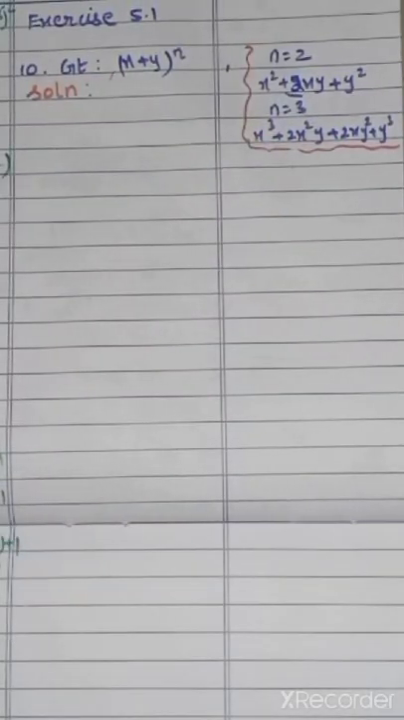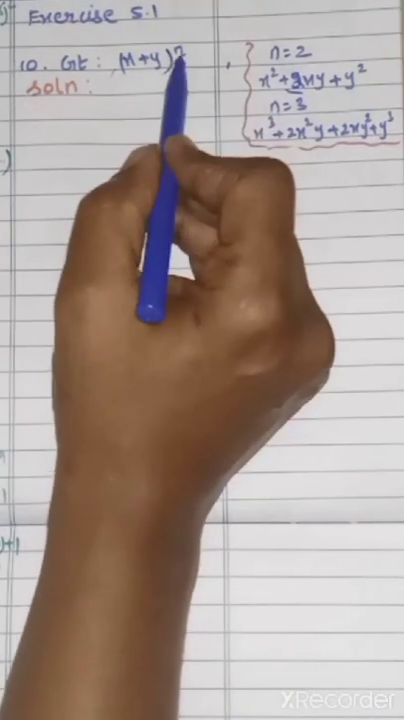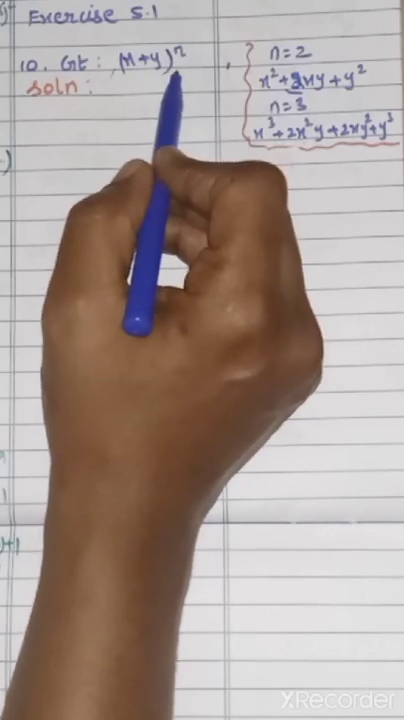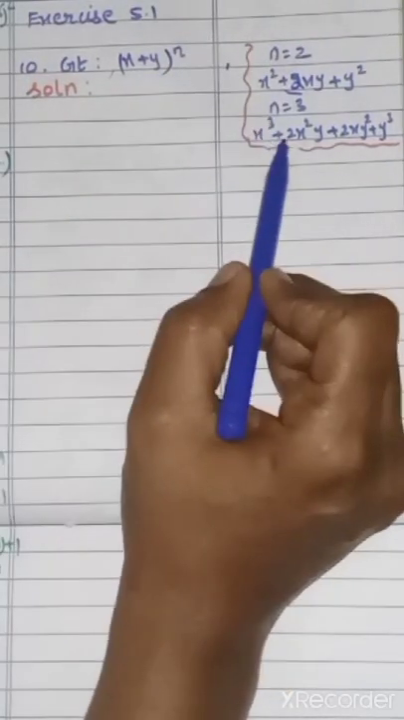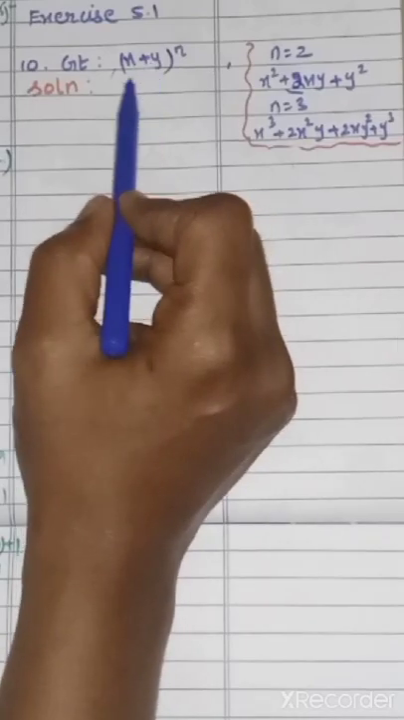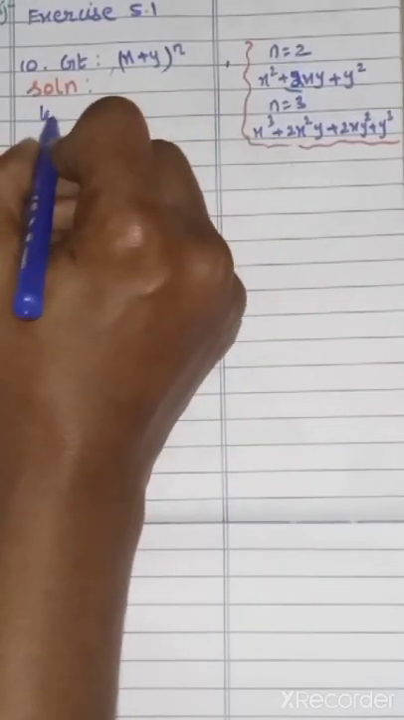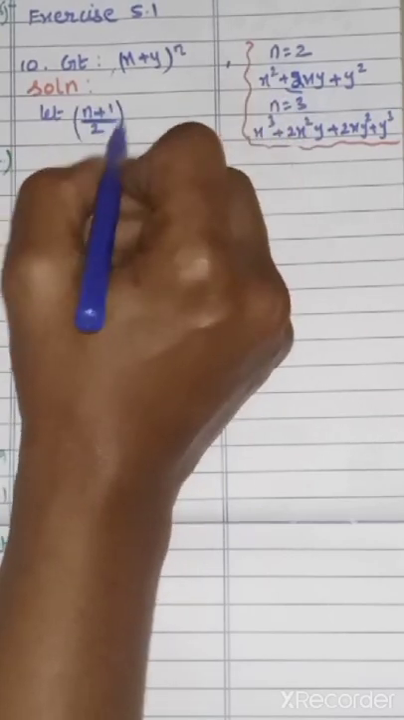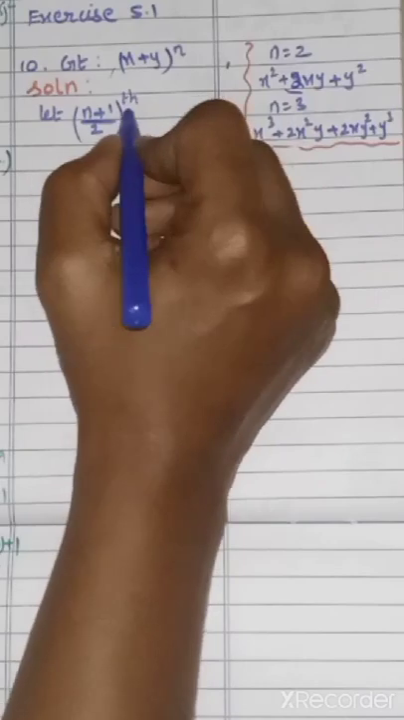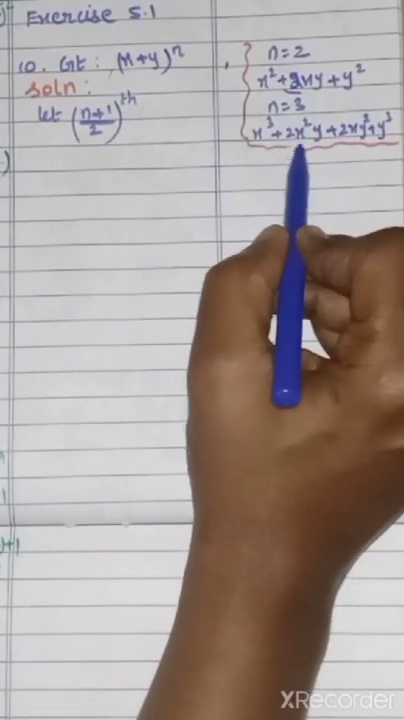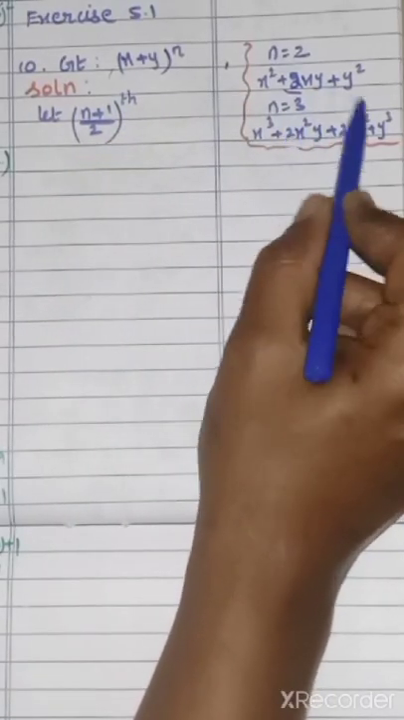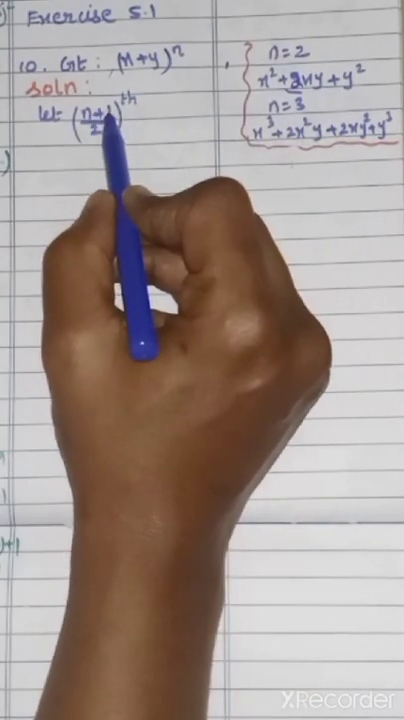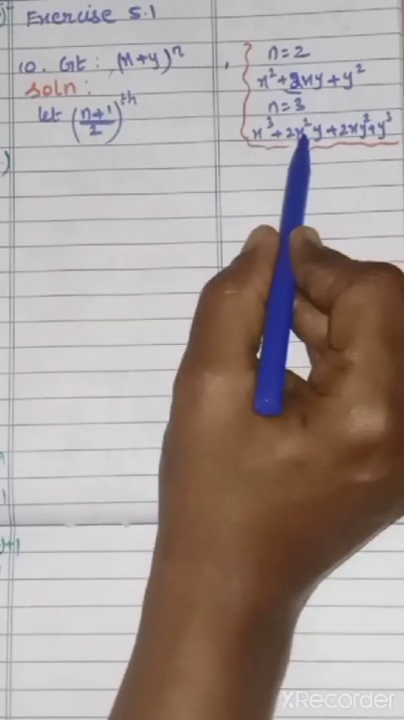We want to show that if n is odd, the coefficients of the middle terms in the expansion are equal. So now we can take the middle term as (n+1)/2. Look here: if I put n = 3, then 3 plus 1 is 4, and 4 by 2 is 2, the second term, correct?